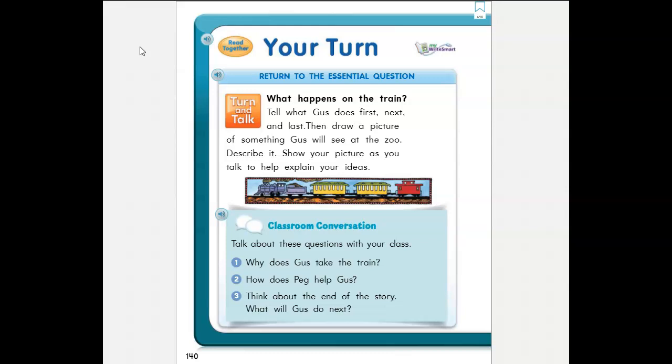So, what we will do first is go back in our story, Gus Takes the Train, and look and see what we can find. We need to find what does Gus do first, next, and then last.